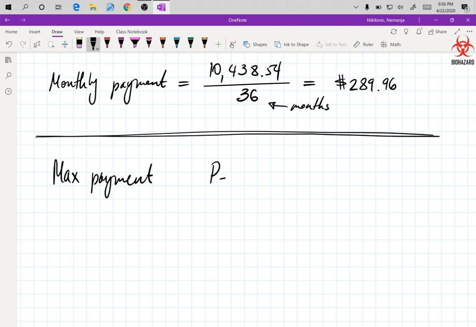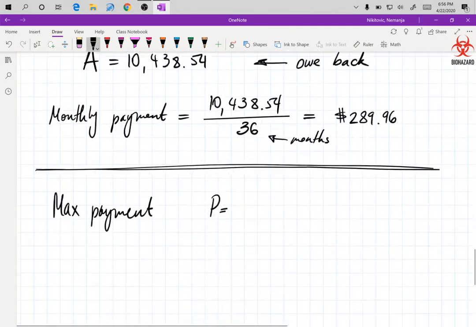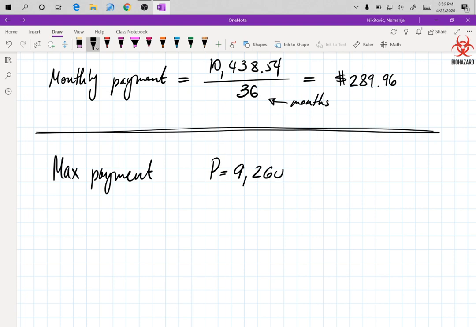Max payment. Remember our principal was 9260. We were at 4% and 3 years. So when I run the e equation, it will give me a larger number than this. But no matter what compounding you use, whether it's monthly, yearly, daily, hourly, it is not going to exceed this amount. This is going to be the absolute maximum payment that you can possibly have at borrowing $9,260 at 4% for 3 years. You can't have more than that.